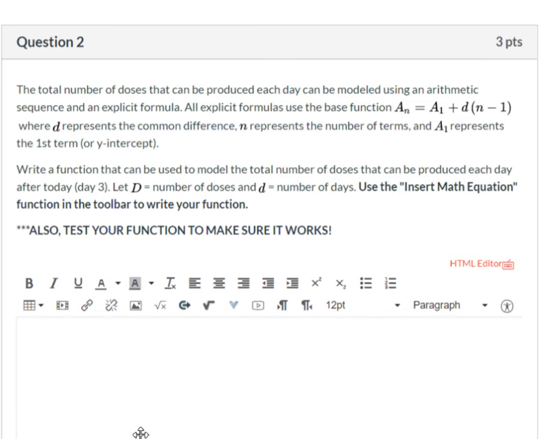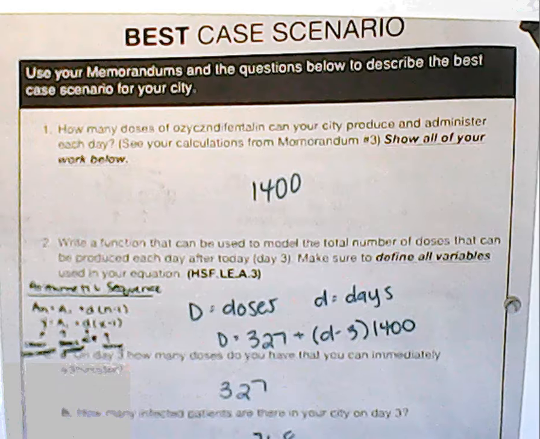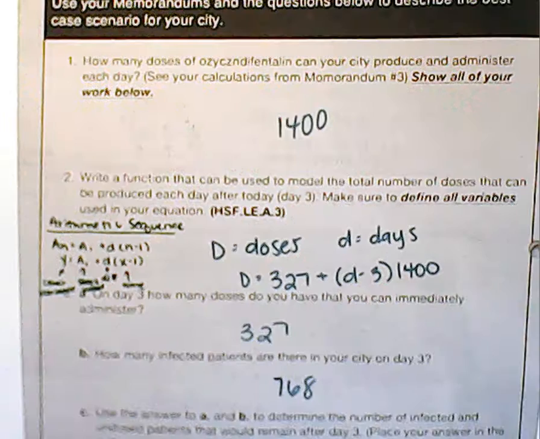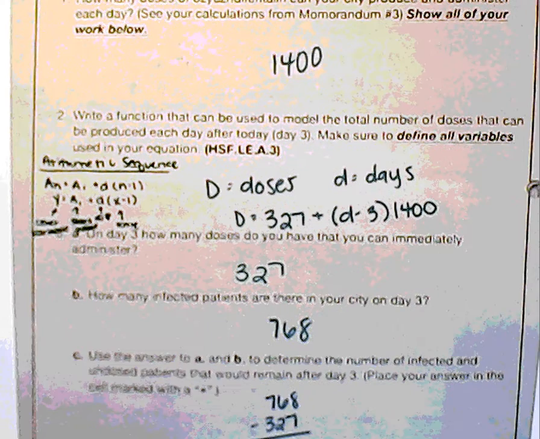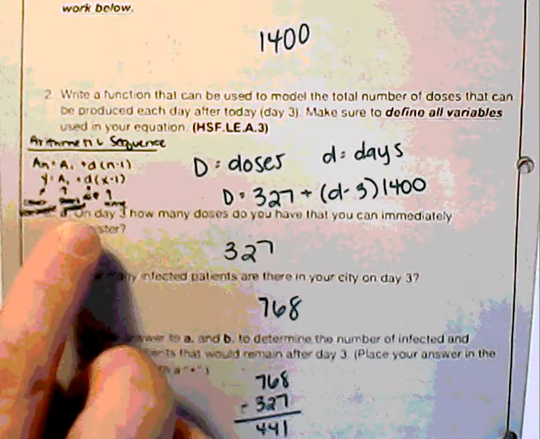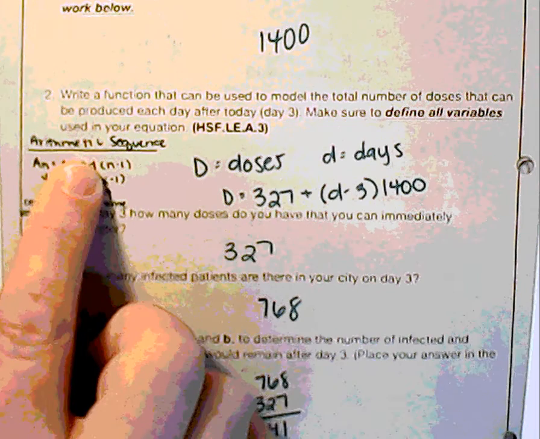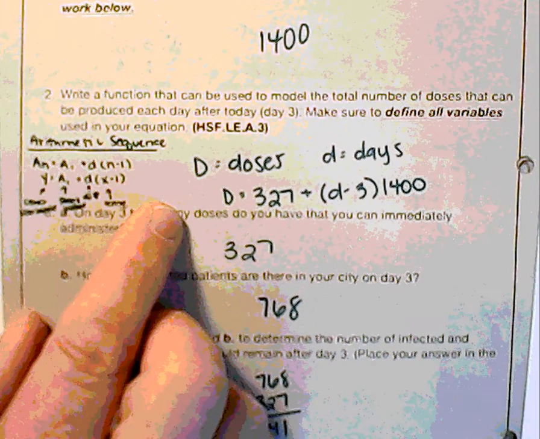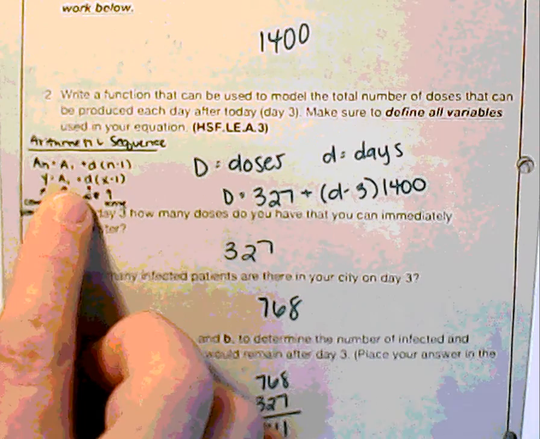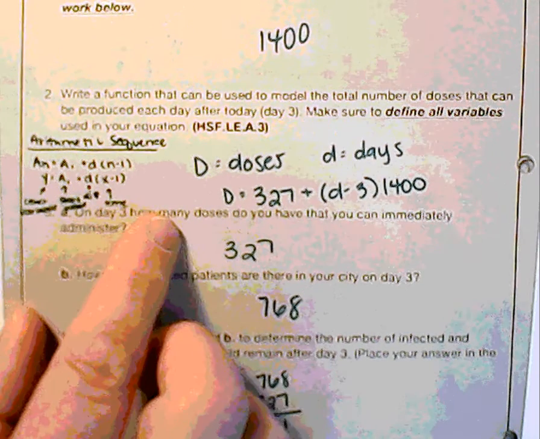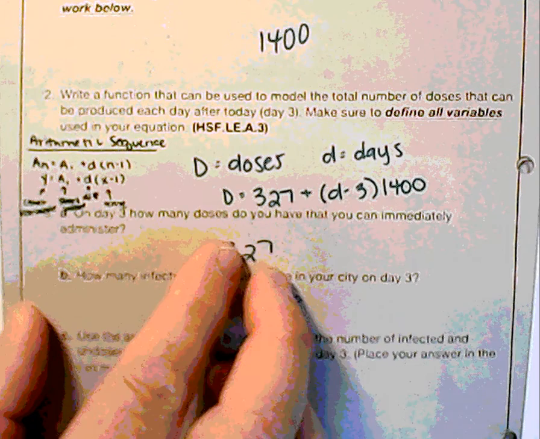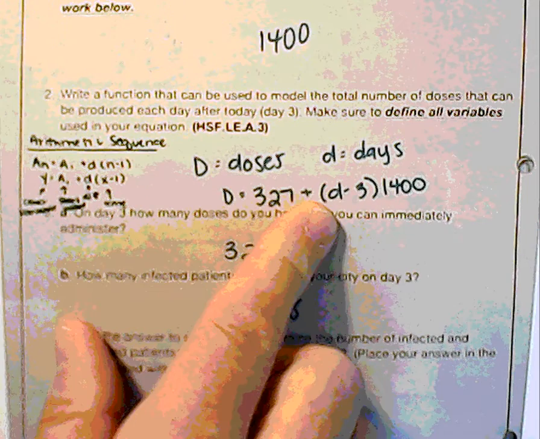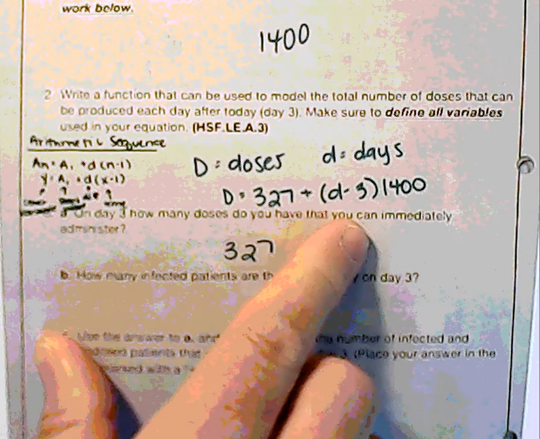Okay, so if we look at the sample problem that Ms. Rose gave to us, she basically has this problem worked out for us right here. We've got a sub n is a sub 1 plus d times n minus 1. So for our problem, the a sub 1 is the amount of doses on the first day, which is 327. We know we've had 327 for days 0, 1, 2, and 3. But then we're going to be adding 1,400 doses every day.